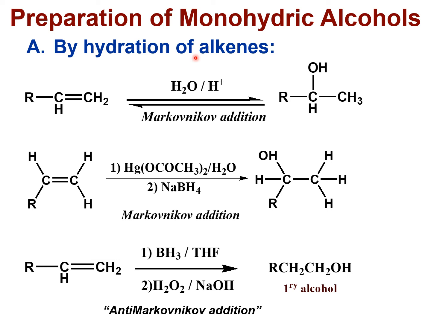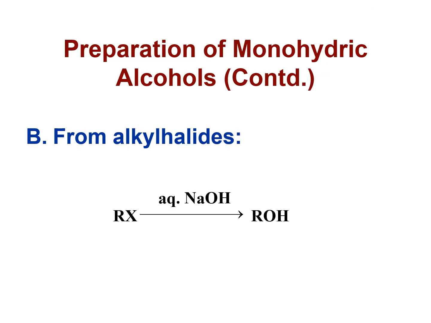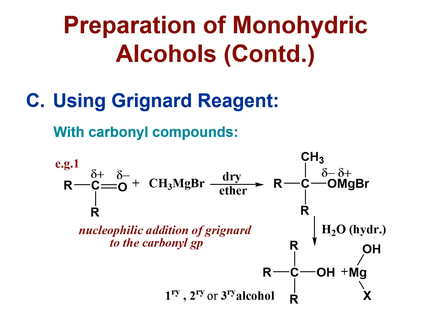So as we said, we can prepare alcohols from alkenes by hydration, whether regular hydration or oxymercuration-demercuration. Both are Markovnikov additions. Or we can hydroborate the alkene, producing an anti-Markovnikov addition of a molecule of water, giving a primary alcohol. We can substitute a halogen in any alkyl halide using the hydroxyl group, giving the alcohol. We can use Grignard on carbonyl compounds like aldehydes and ketones to give primary, secondary, or tertiary alcohol depending on your starting material, as we have explained.